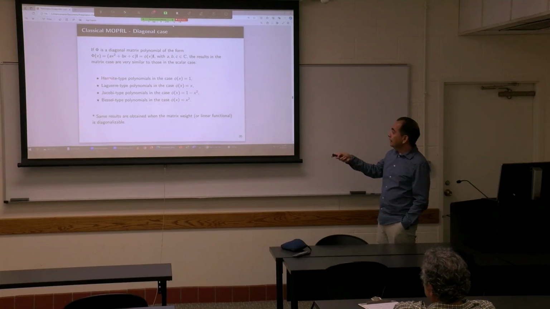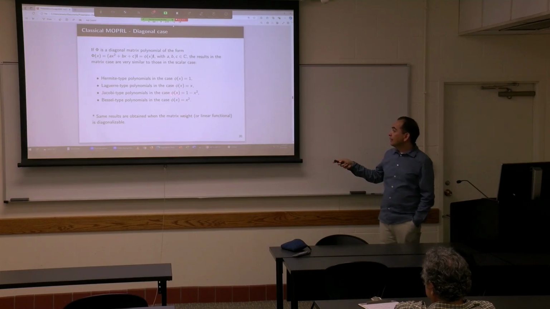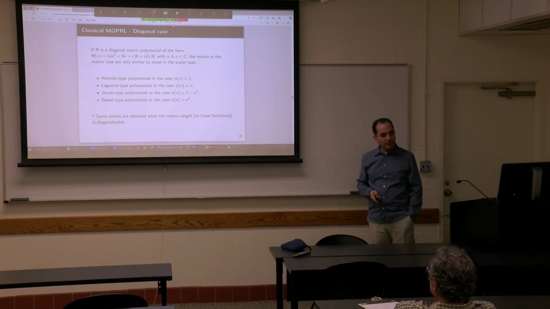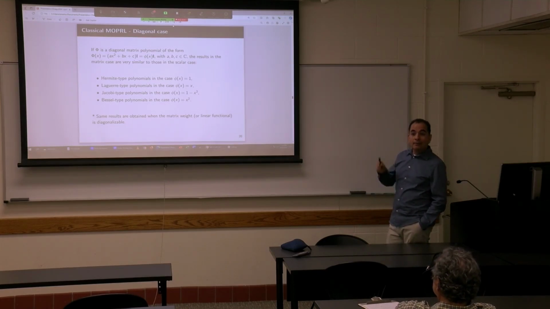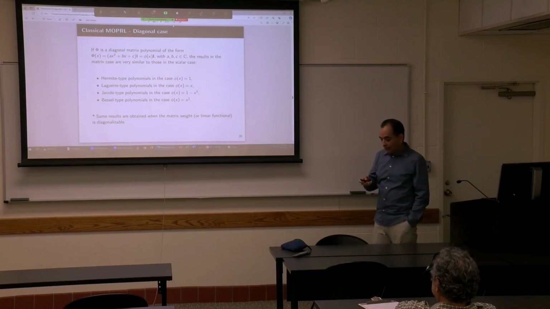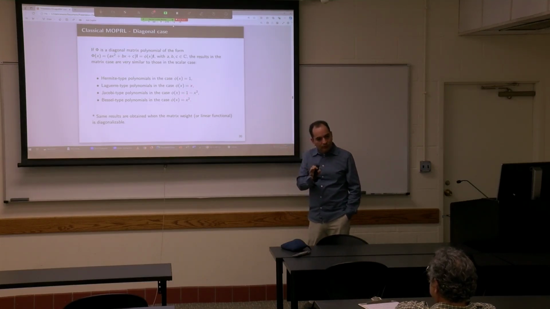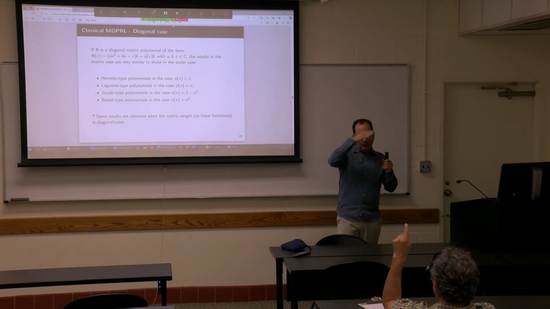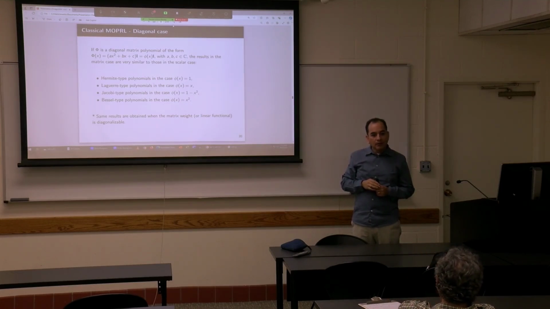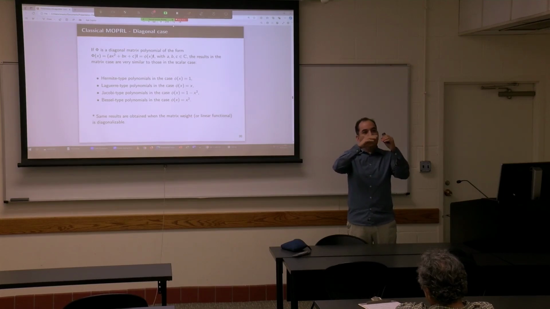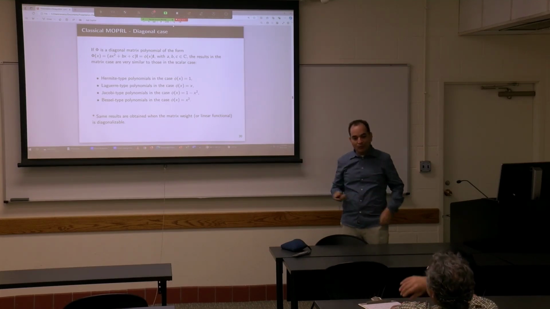So you have Hermite polynomials in the case where the degree of this polynomial is 1, Laguerre polynomials when the degree of this polynomial is, this is 0 again, this is degree 1. Jacobi type polynomials when you get a polynomial of degree 2, and you also have the Bessel polynomials. But now they are matrix polynomials. Now these are matrix polynomials with diagonal. And when you see the diagonal, is it just a classical polynomial? Yeah. So basically it's like having a classical scalar polynomial in each location of the diagonal. So it's pretty much the same.